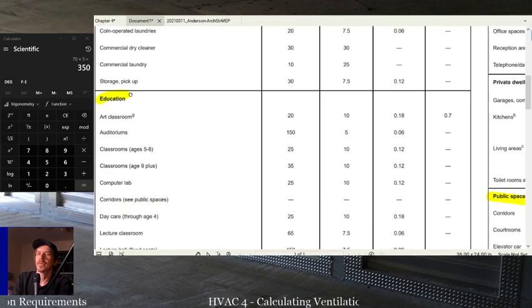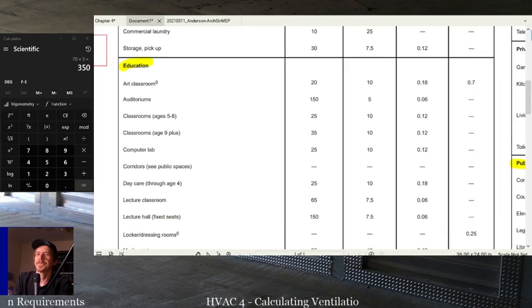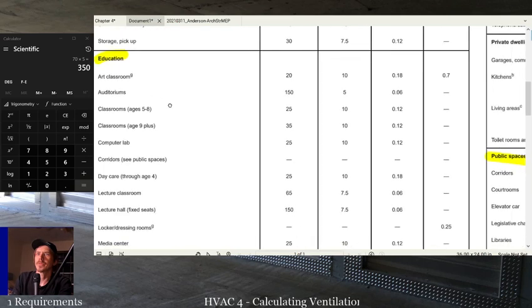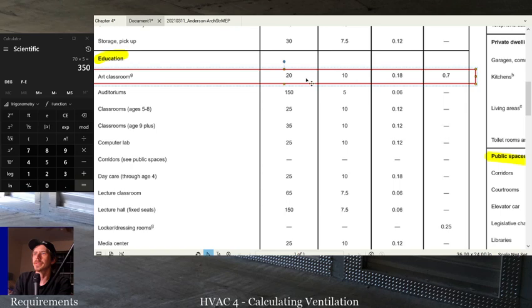Education. Oh, there we go. Art classroom. So the art classroom's right here. Let's draw ourselves a nice rectangle around it so we can see.